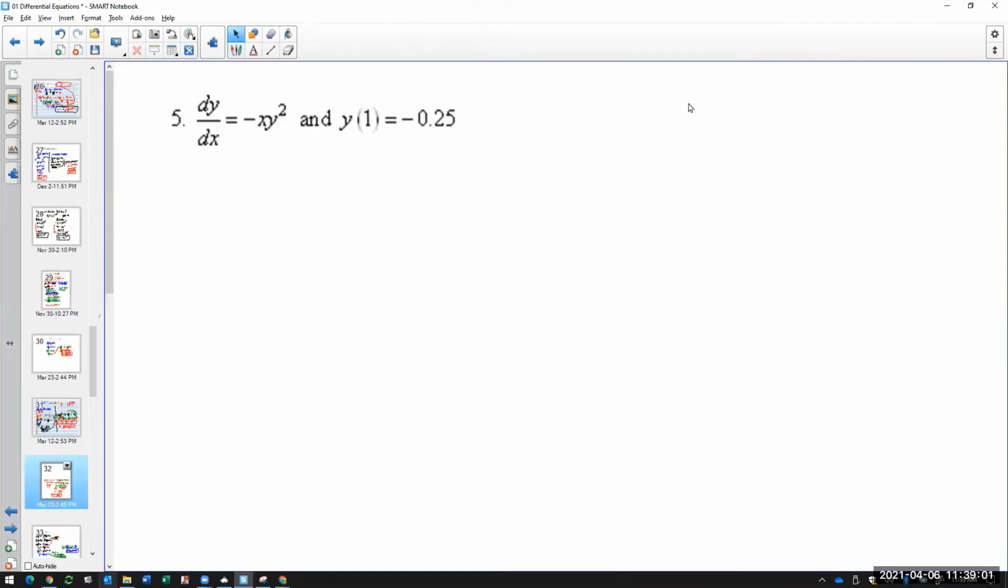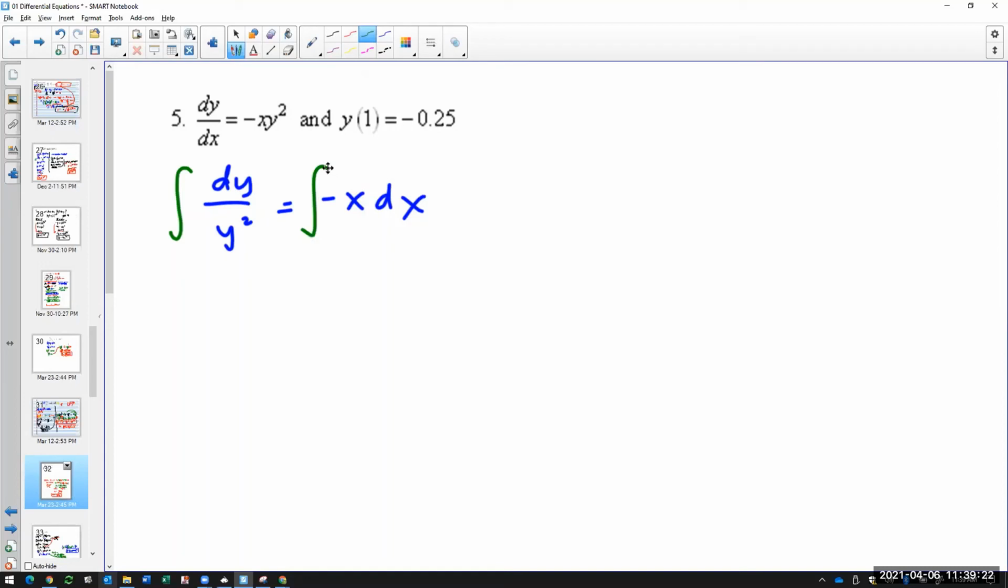Okay, so first you separate, then you integrate. The separation means all the y's go to the left, so you've got to use real algebra. So did you get this when you separated? First you separated, right? Then you integrate. So now I'm going to integrate. Okay, how do you integrate? Let's just focus on the left side. Don't focus on the right side right now.